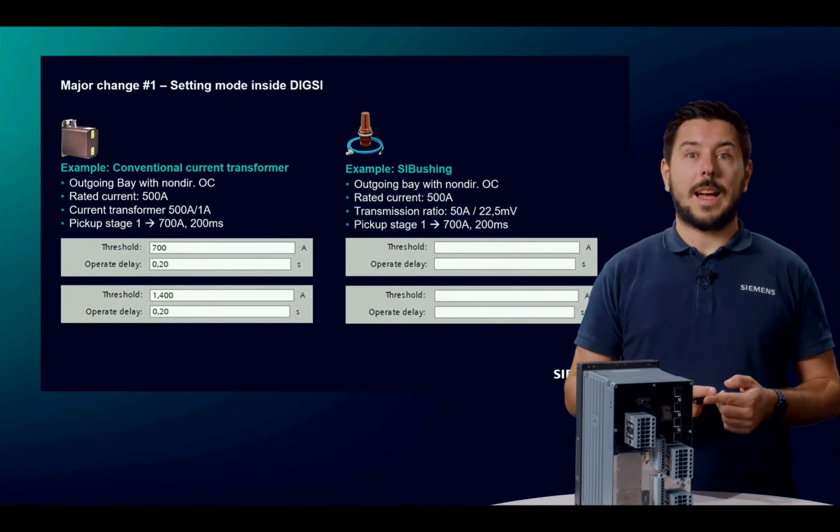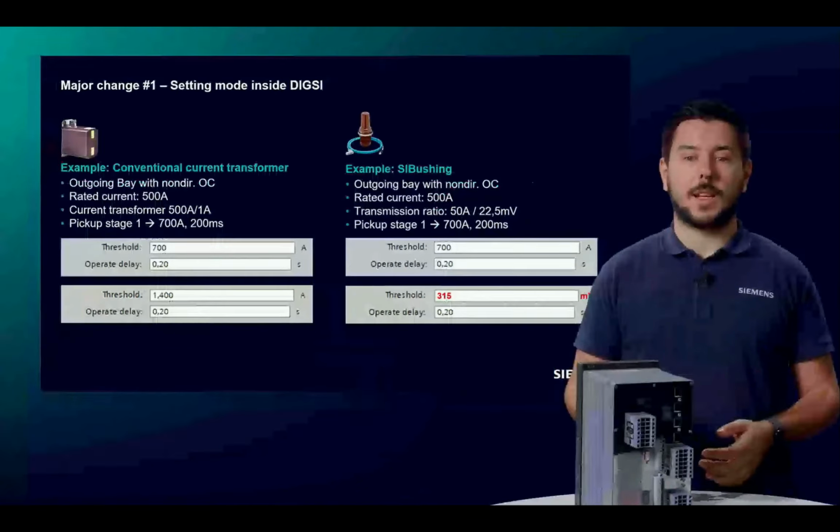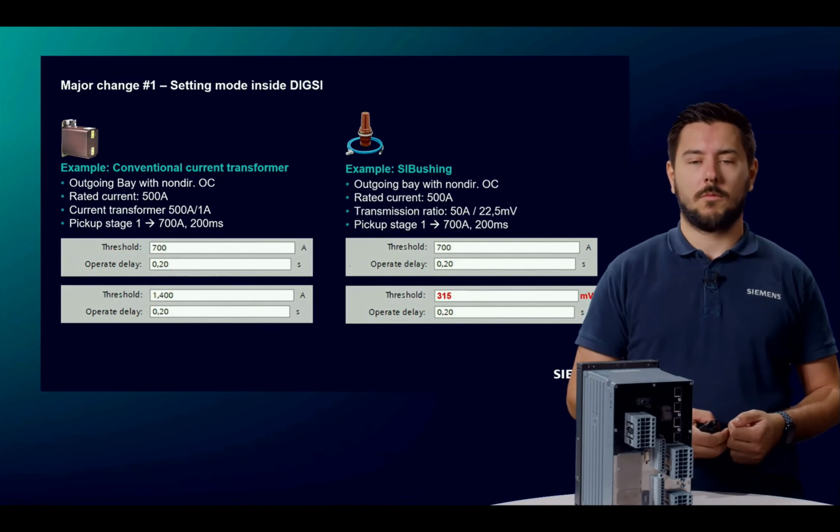Now, SI bushing is to be used with the same requirements. It has a transmission ratio of 50 amps to 22.5 millivolts. For primary, we can use just the same settings as for the conventional example. For secondary mode, the whole thing gets now a bit more complicated. Should we continue to enter the threshold value in amps? Actually, it should be entered in millivolts since the sensor converts the primary current into a voltage. This would then result in a setting value of 315 millivolts for the SI bushing.